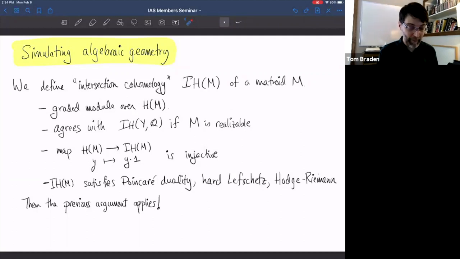And the map from cohomology to intersection cohomology should be injective. And it should satisfy Poincaré duality, Hard Lefschetz, and well, Hodge-Riemann, we don't actually need for the proof of this, but it comes as part of the induction. I'll discuss this in a little bit. But mainly we need the Hard Lefschetz property and we need the injectivity, because that's exactly what we use. That's what Hu and Wang used to prove the theorem for realizable matroids.